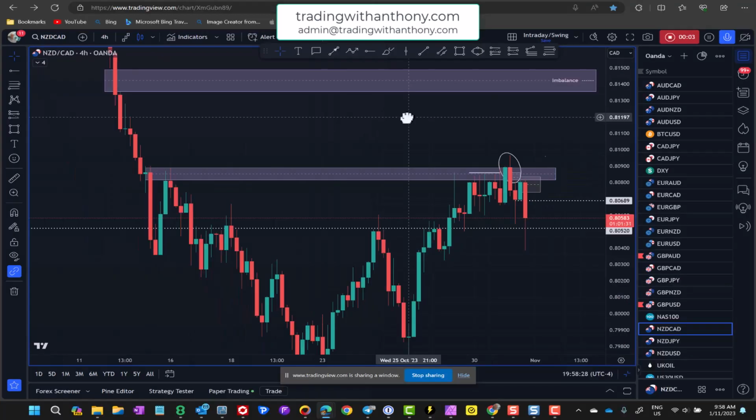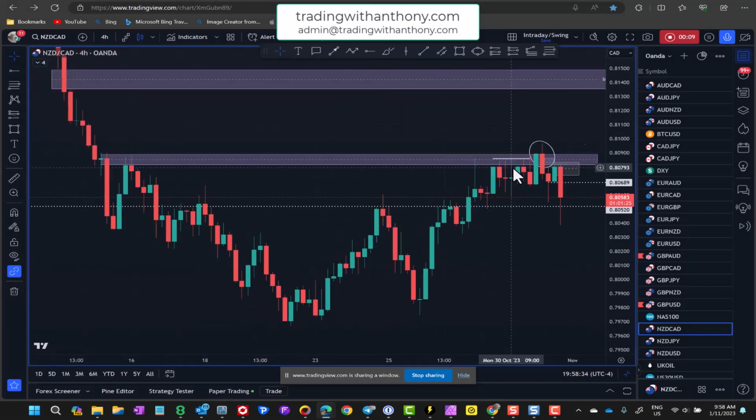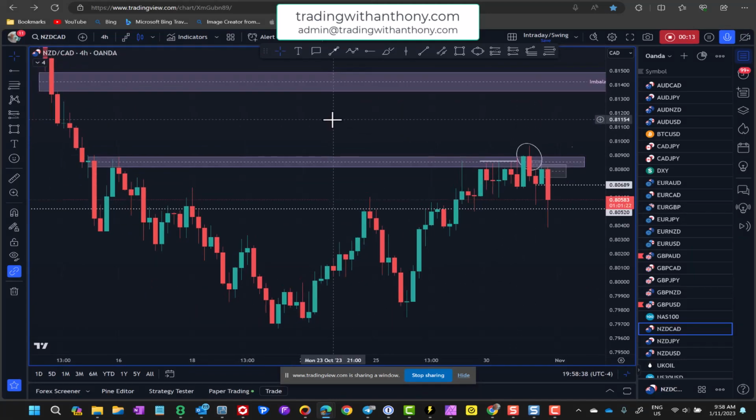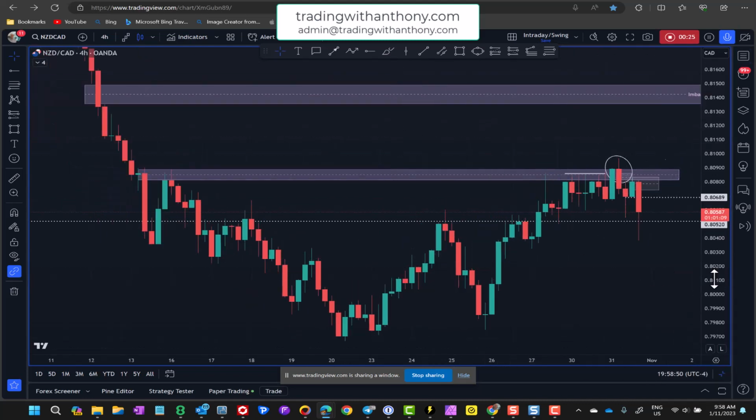We're looking at the Kiwi CAD on a 4-hour chart. There's a few things going on here. I like this price action. I'm going to give you two trade ideas. One will be a day trade and the other will be an intraday / swing trade. First up, on this time frame, let me just widen the chart, the screen a little bit here.